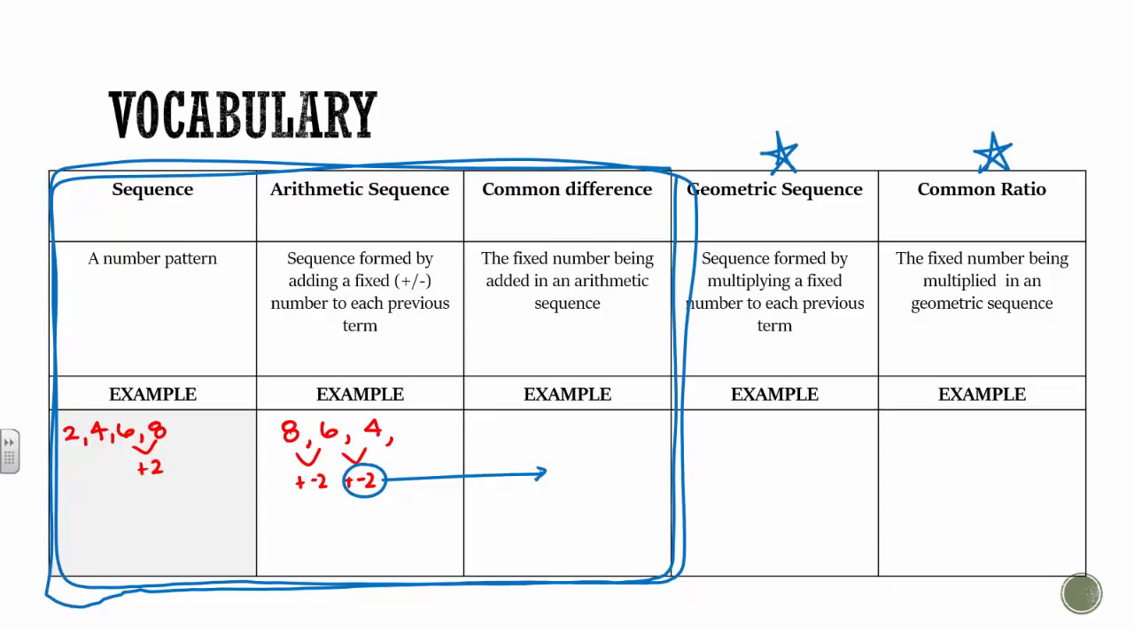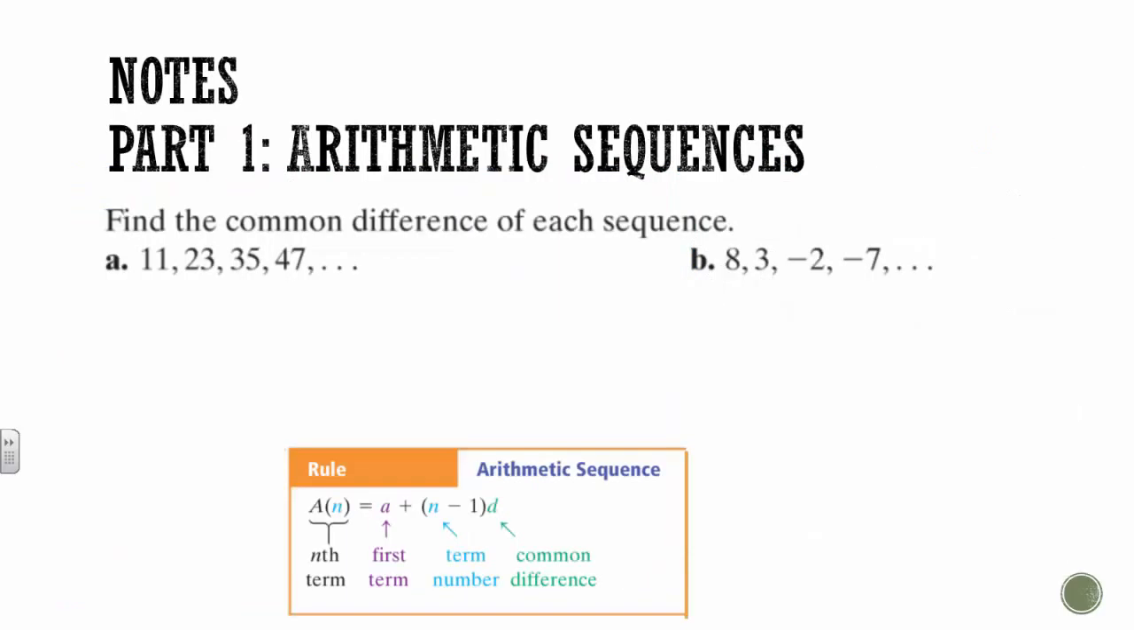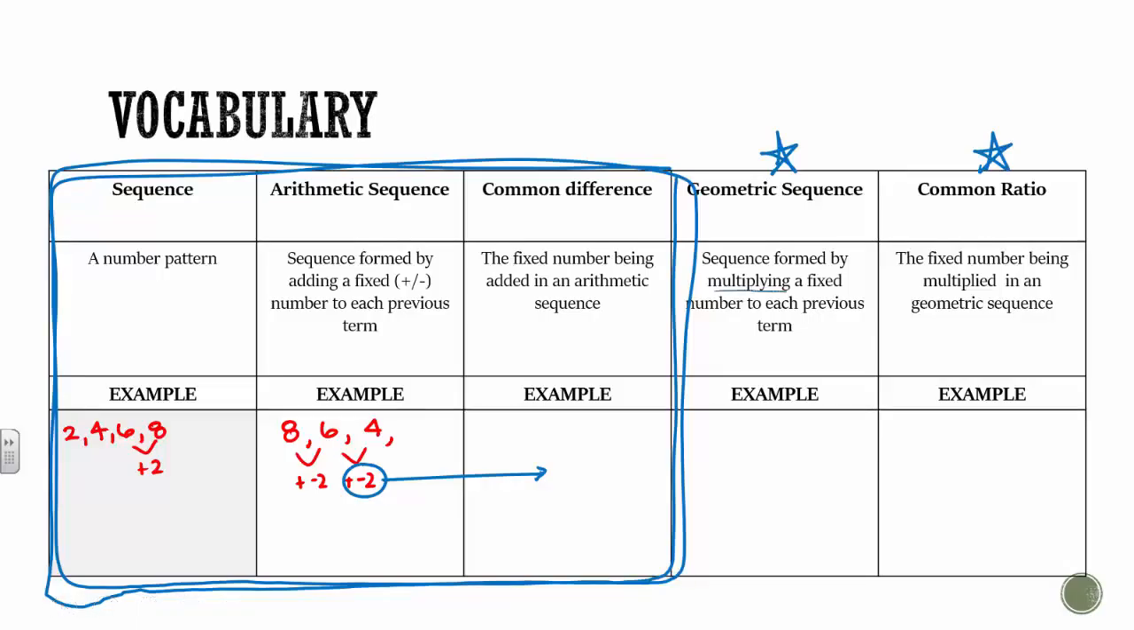A geometric sequence is a sequence formed by multiplying a fixed number to a previous term. So the only difference here is that we are multiplying. If I give you something like 2, 4, instead of 6, it's got to be 8, and then we'll have 16, and then we'll have 32, and we could continue this forever. And this is formed by us multiplying by 2 to all of these things. And that thing that we're multiplying, instead of being called a common difference, is called a common ratio.